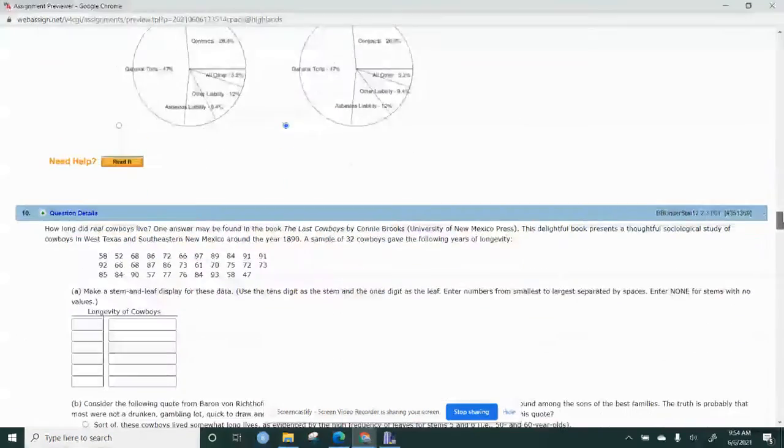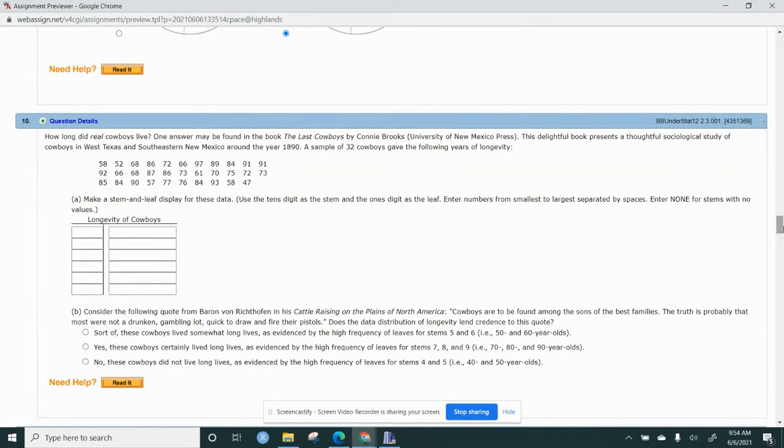So we're going to keep going. For number 10, they want to know how long real cowboys live. They were looking at cowboys in West Texas and Southeast New Mexico around the year 1890. They took the birth and the death and subtracted to get the actual age of these cowboys. So they have 32 cowboys, and they want to make a stem and leaf plot.